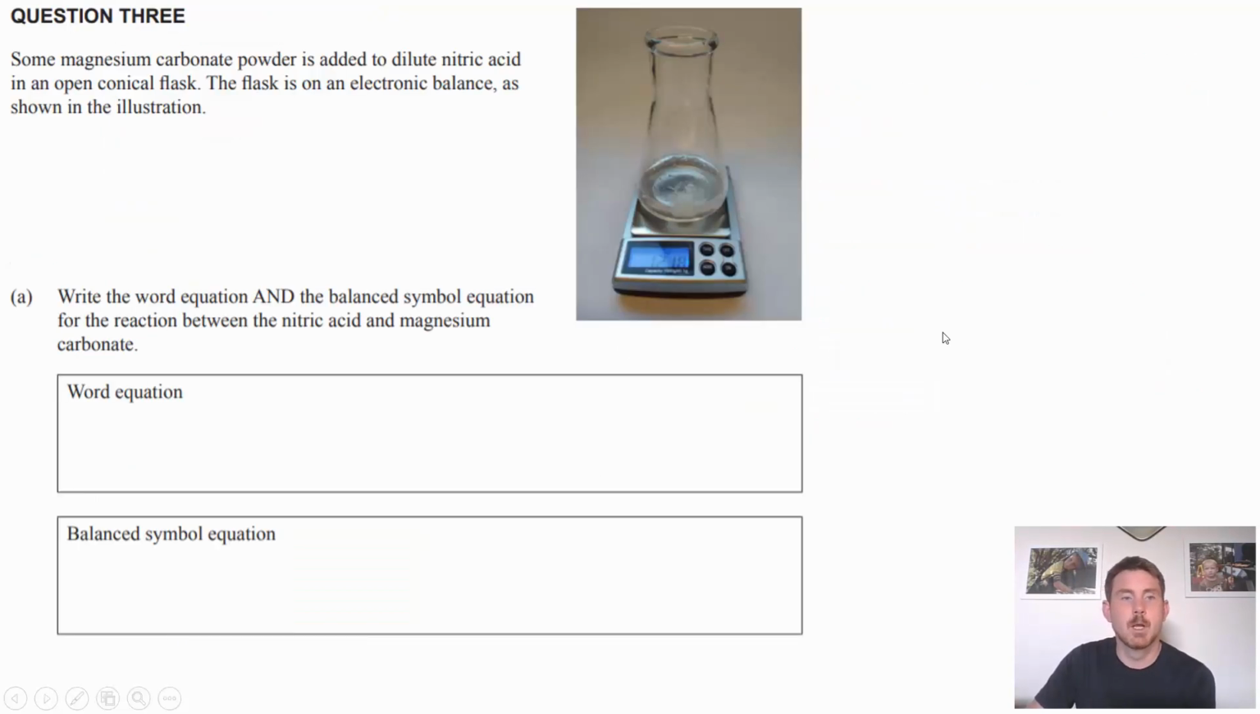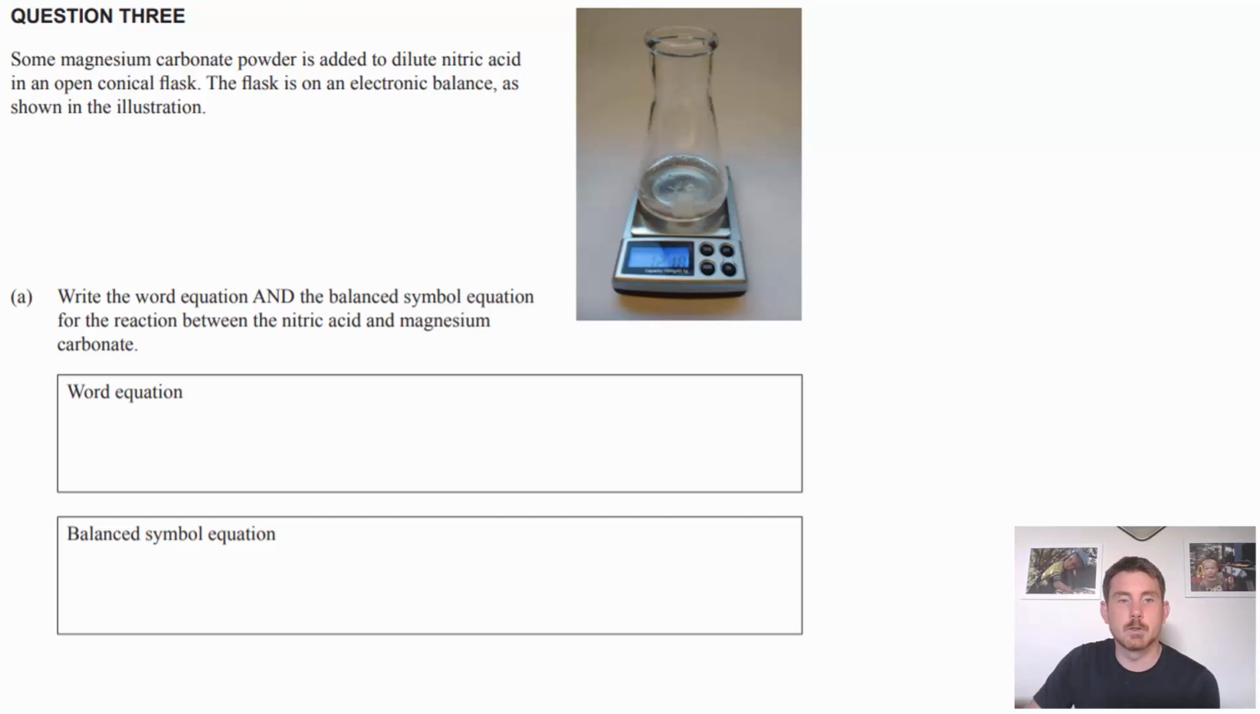Okay, question 3. So here we are with another word and balanced symbol equation. This time it's nitric acid and magnesium carbonate. We haven't been given the formulas for those, but you should know all of your acids, your 3 main acid formulas. That's hydrochloric, sulfuric, and nitric acid. And we can work out the magnesium carbonate nice and easily.